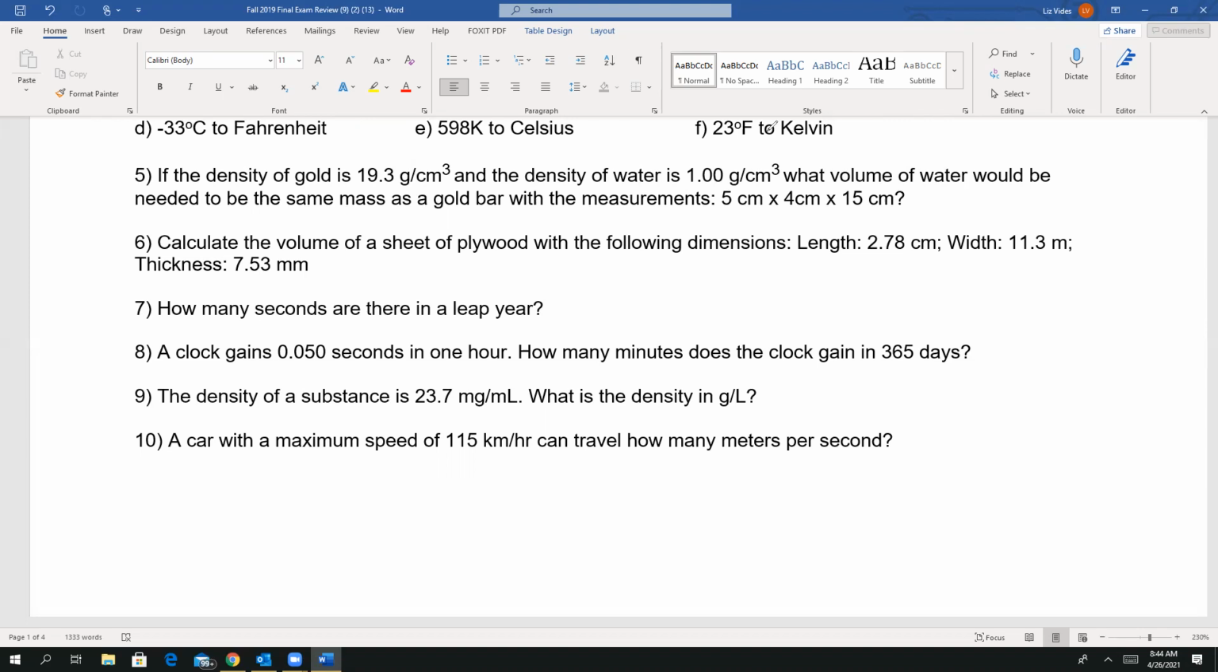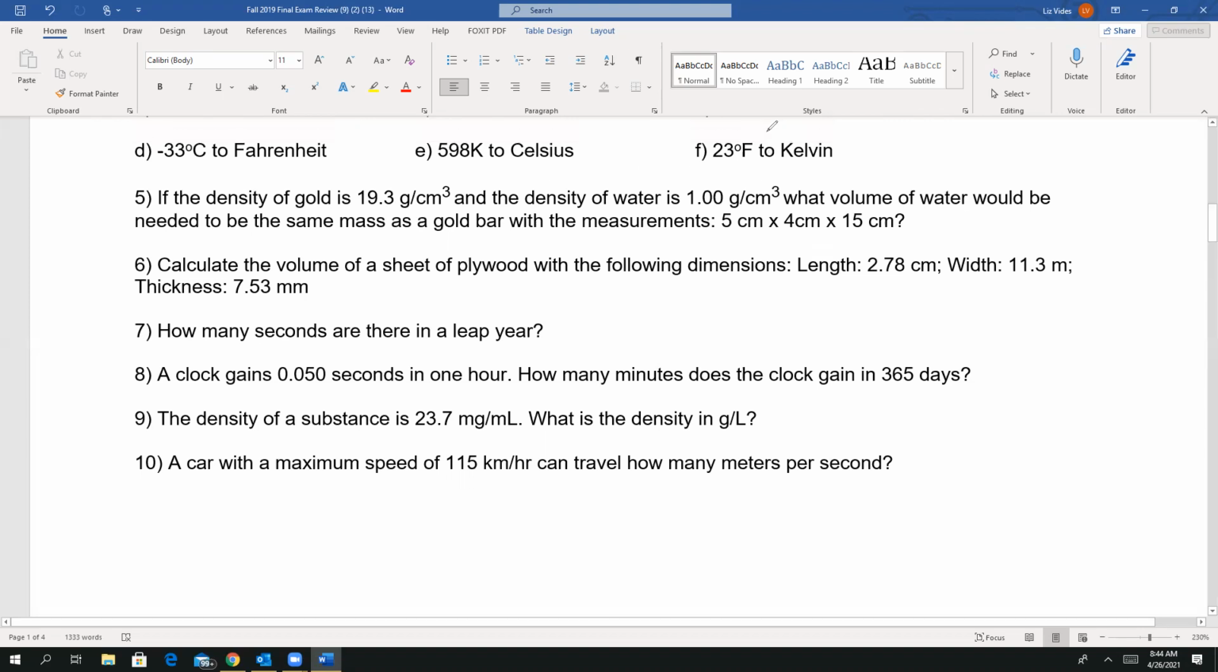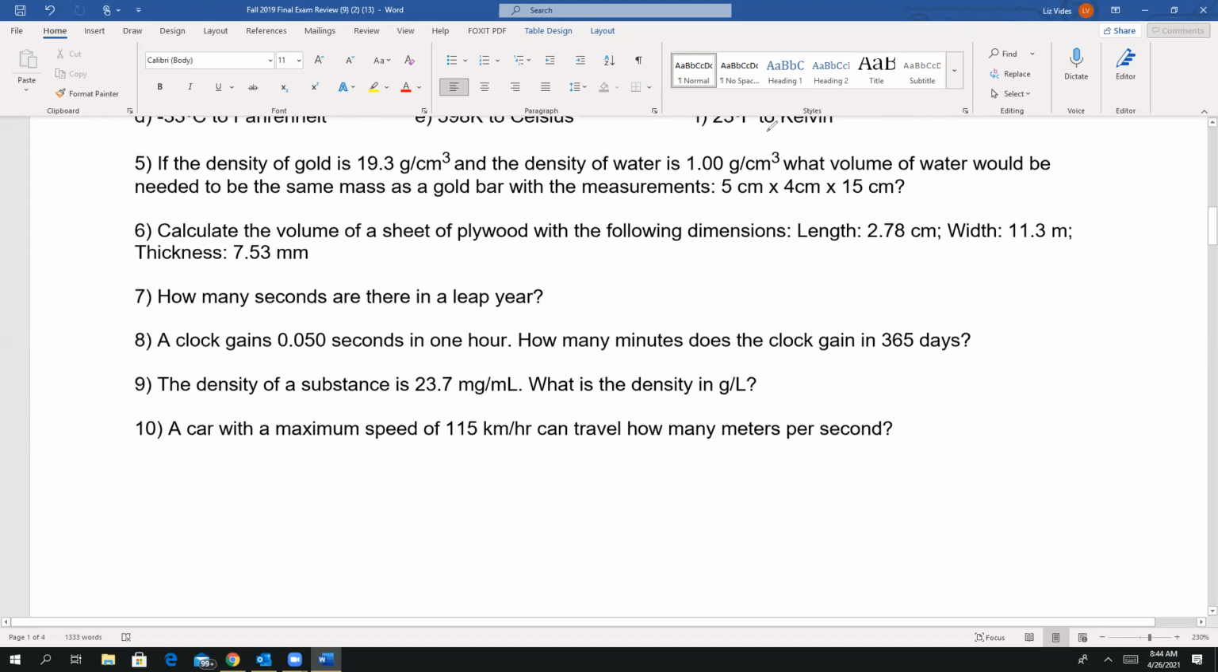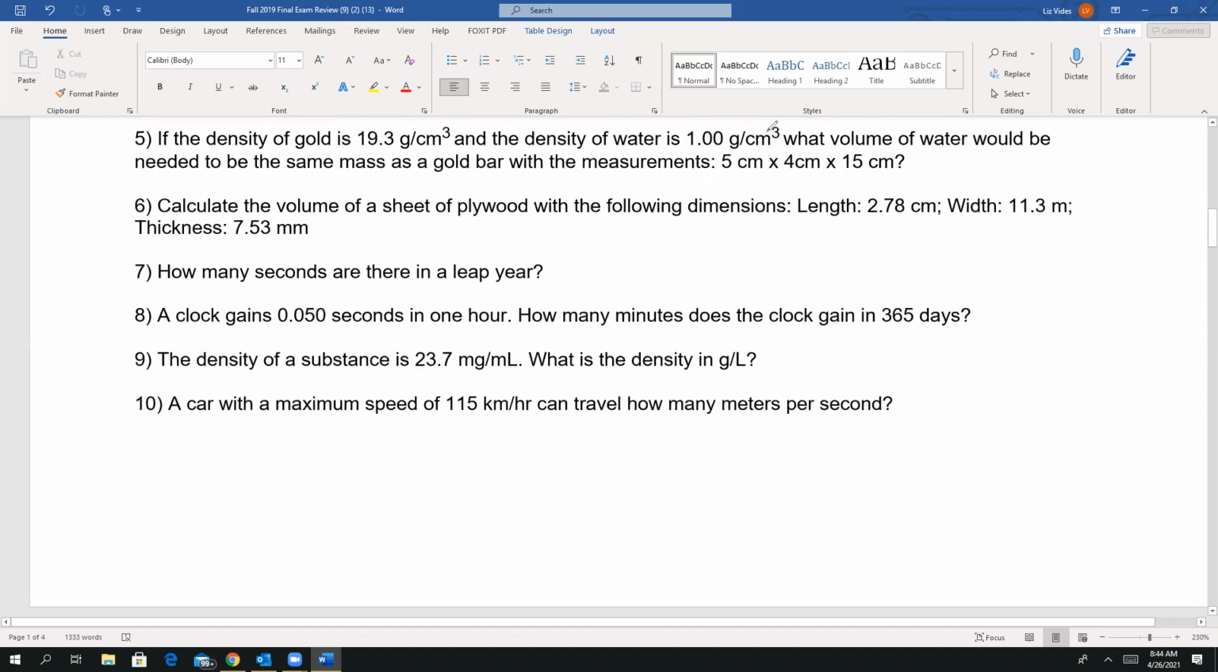You know, it says the density of gold, and I'm just going to call it D Au because Au is gold, right? And so we're going to say the density of gold is 19.3, and that's grams per centimeter cubed.